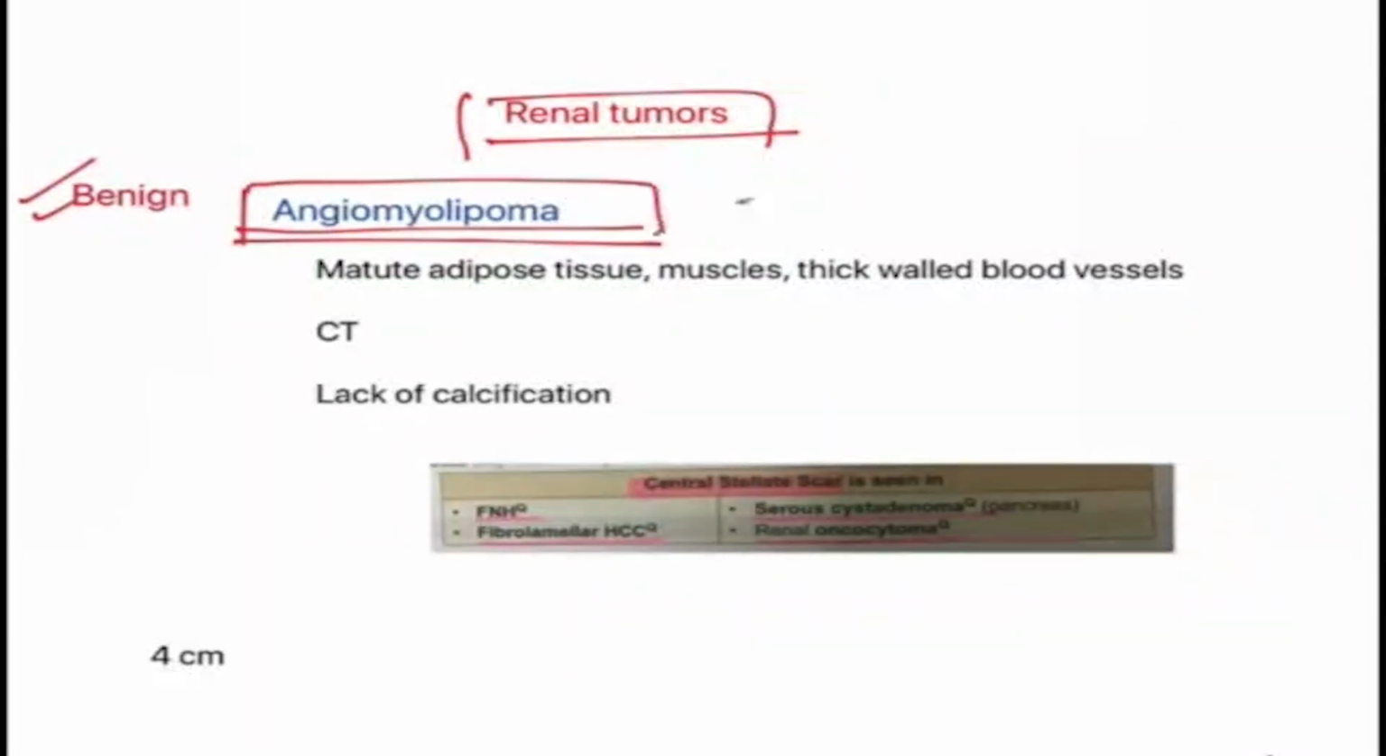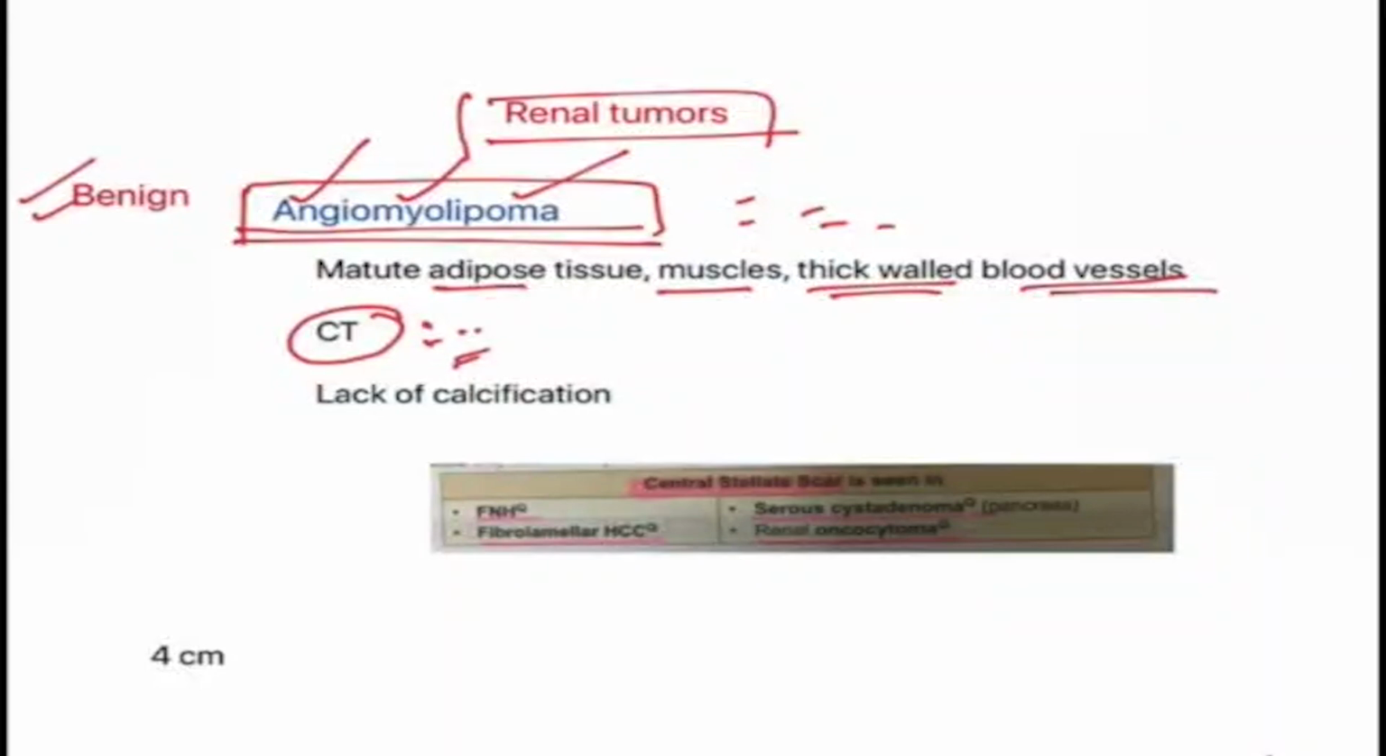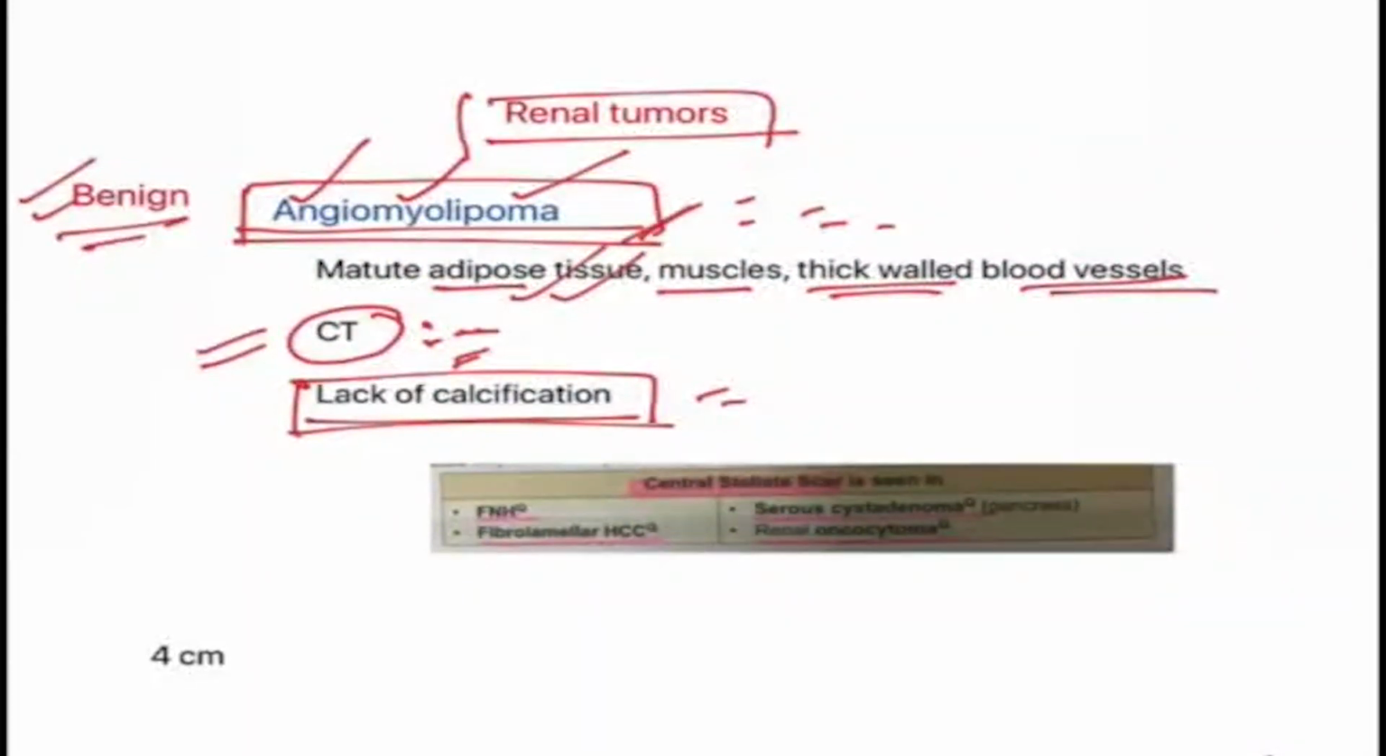Now coming to the renal tumors. First, benign tumor. In this, the angiomyolipoma is the most common benign tumor. Angio means blood vessel, myo means muscle, and lipoma means fat. So these are benign tumors composed of adipose tissue, muscles, and thick-walled blood vessels. CT scan is the investigation of choice and also diagnostic because a heterogeneous appearance with fat is present on CT scan, and there is a lack of calcification in this benign angiomyolipoma.